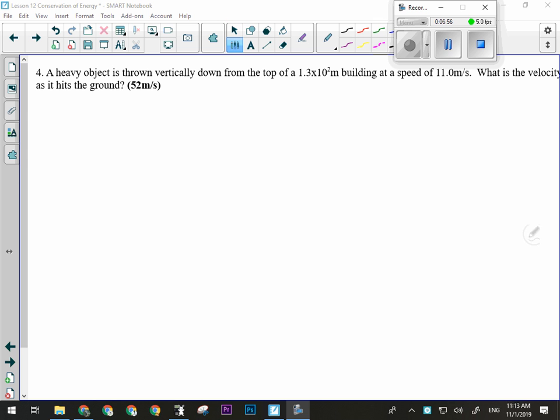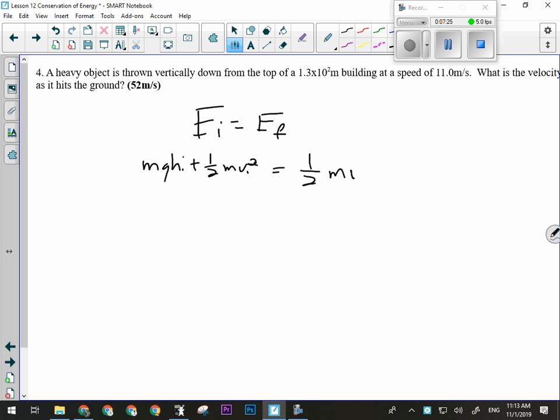Let's quickly have a look at number 4 here. We have a heavy object that's thrown vertically downward. So it's not dropped. Somebody threw it. If they threw it, it not only had potential energy at the beginning, but it also had kinetic energy at the beginning. So it's still an EI equals EF type of question. Initially, we have potential energy and kinetic energy. At the end, when it hits the ground, we only have kinetic energy.